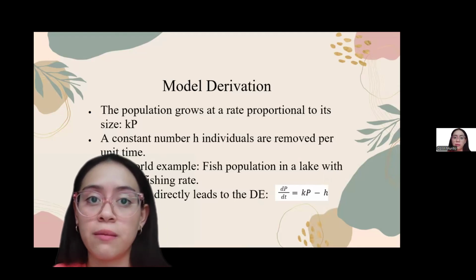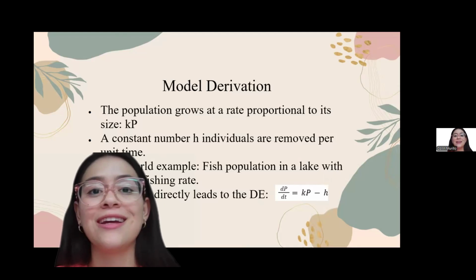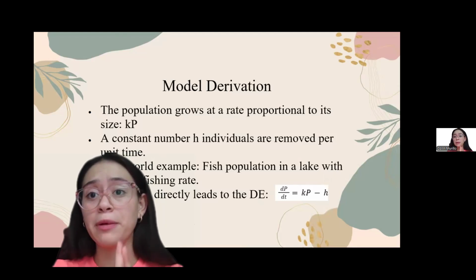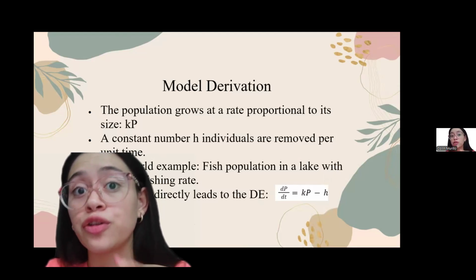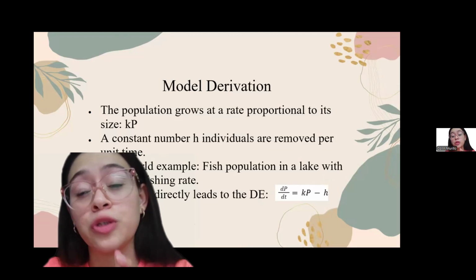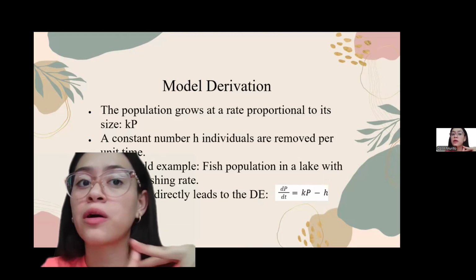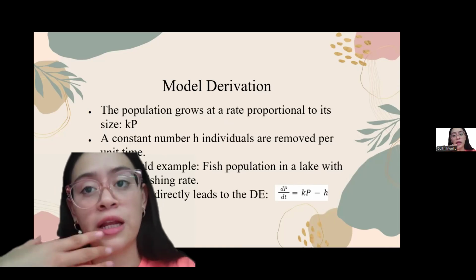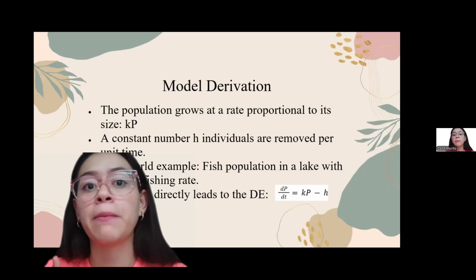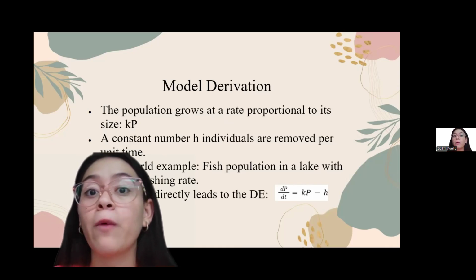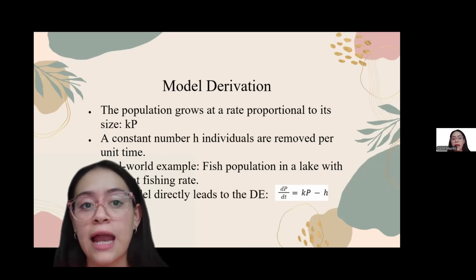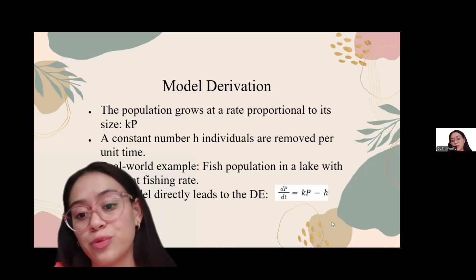Model derivation. This model comes from two ideas. First, populations grow faster when they are larger, so the growth rate is proportional to P. Second, we are removing a constant number of individuals each time period. A real example would be fish in a lake, where a fisherman catches a fixed number of fish each day. When we combine these ideas, we get the equation dP/dt = kP - h, which is right here.